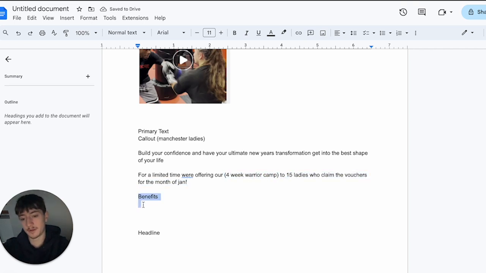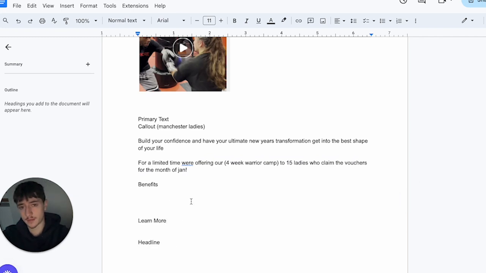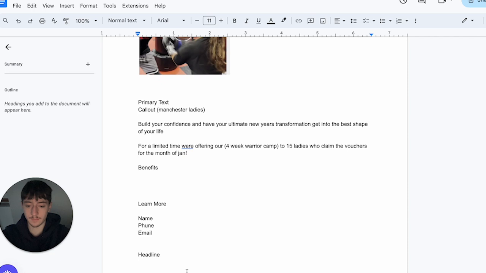And then below we have the benefits, because when someone clicks here, read more, they're going to see this, they're going to be interested, and when they read the benefits, they're going to be like, oh wow, let me sign up. And then we're going to have a learn more button at the bottom, where when they click to learn more, they're going to put in their name, phone, and email, and then the headline.